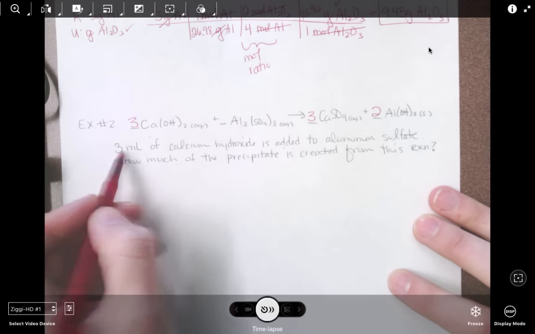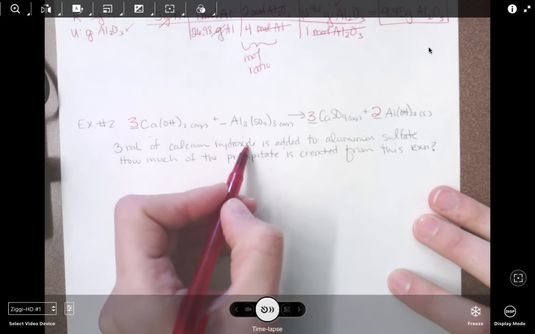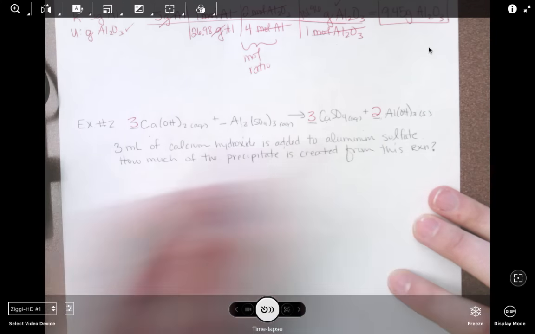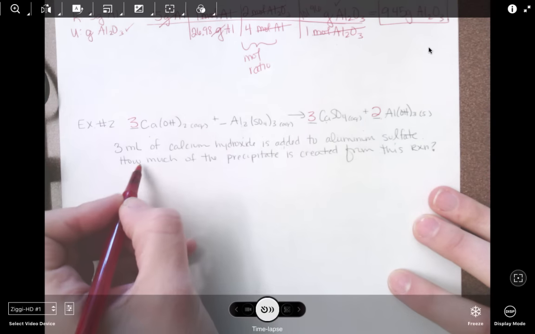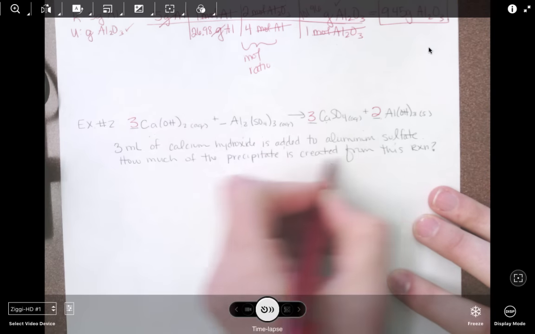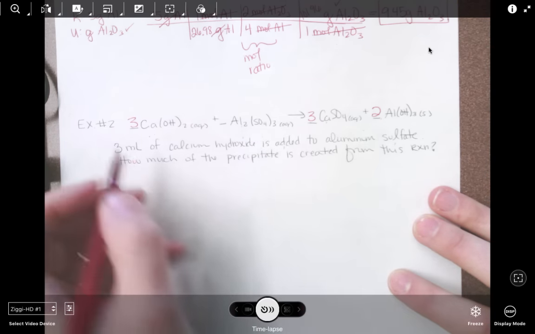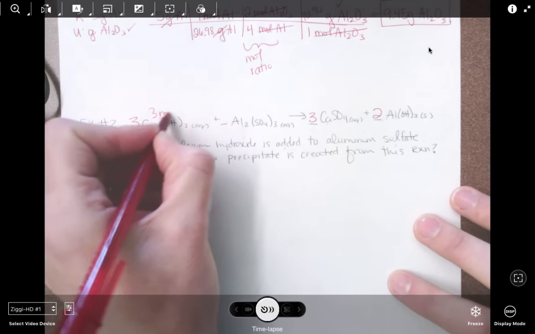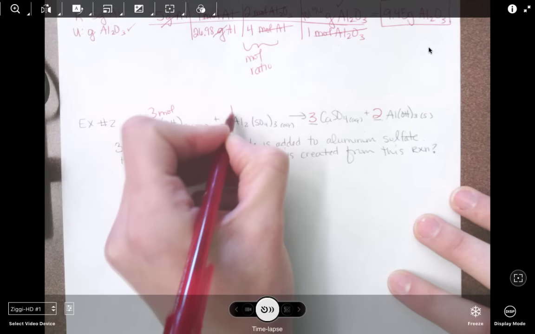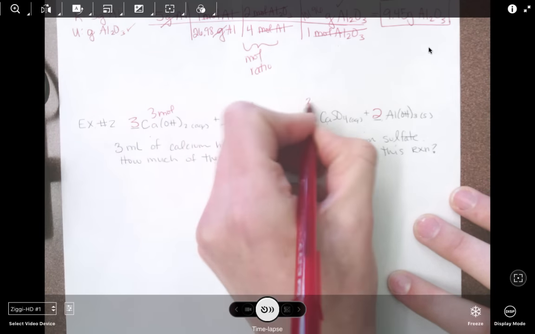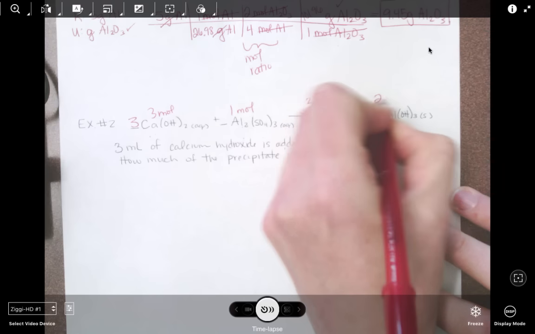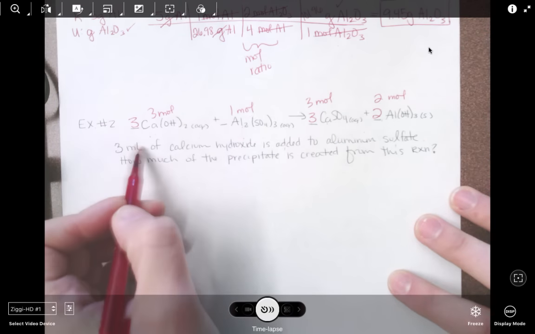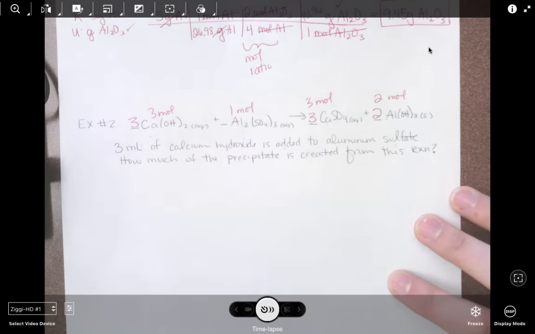So the question says 3 milliliters of calcium hydroxide is added to aluminum sulfate. How much of the precipitate is created from this reaction? So let's figure out what the mole ratio is first. So I have 3 moles of this, 1 of this one, 3 moles, and then 2 moles, based on the balance.